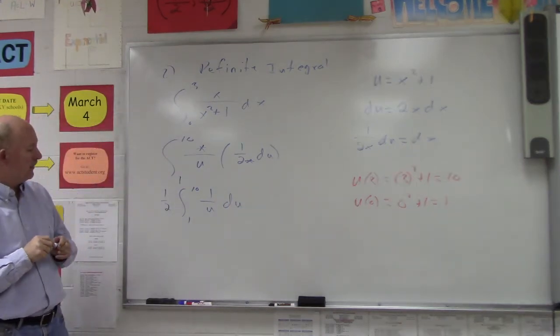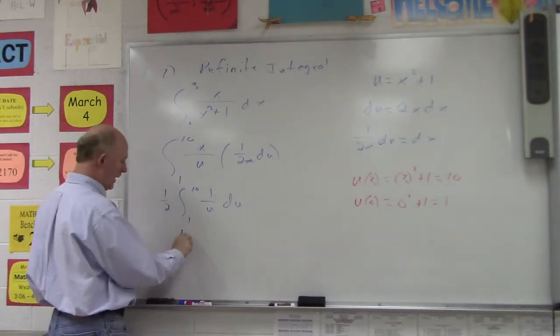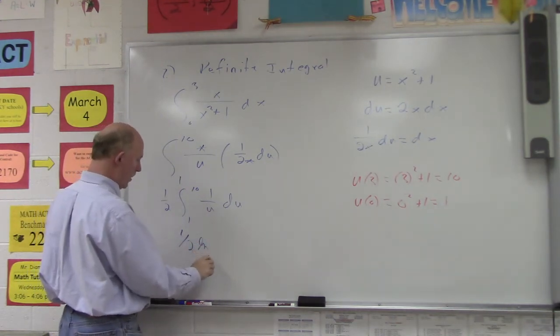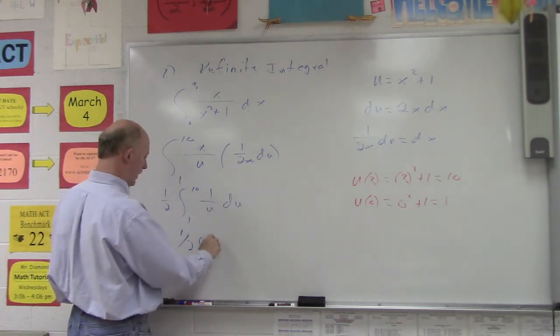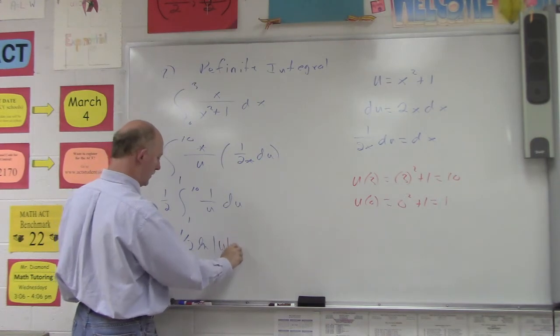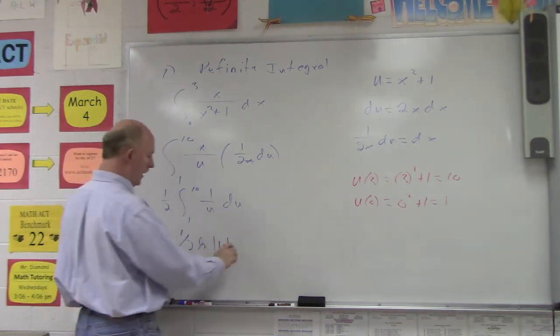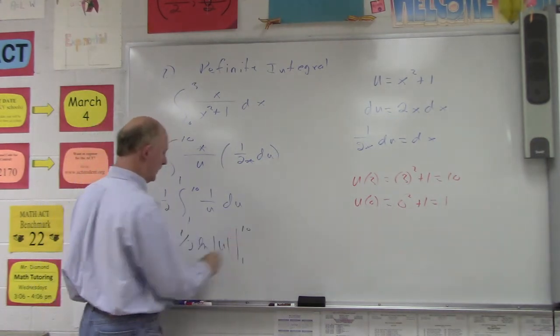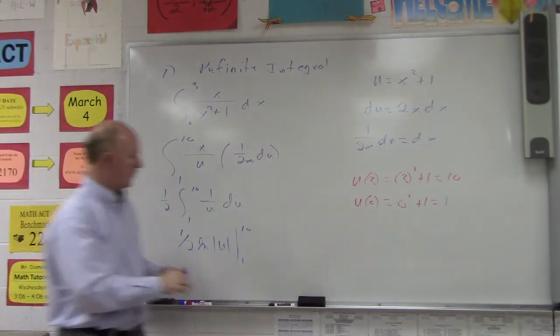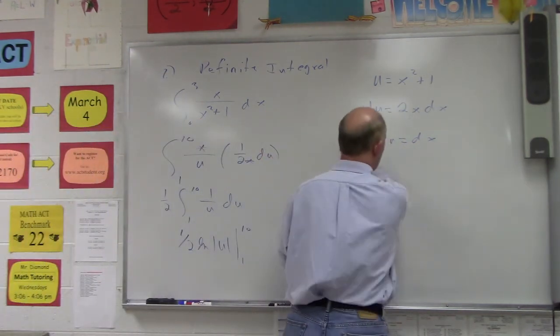Let's get our antiderivative now. So we end up here with 1/2 natural log of the absolute value of u. Now there's no plus c. This will be from 1 to 10. Let me erase this over here. I'm going to need a little bit more room.